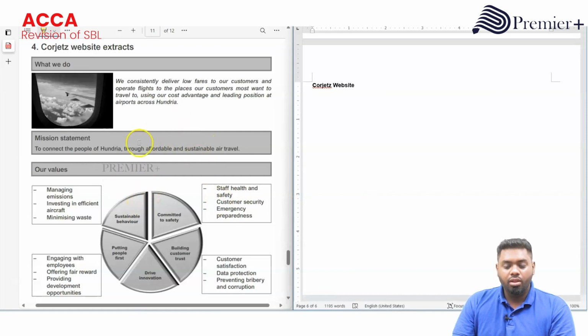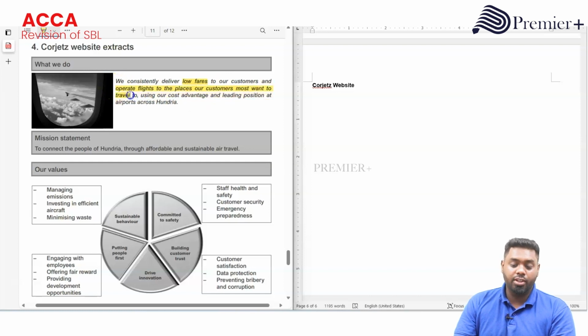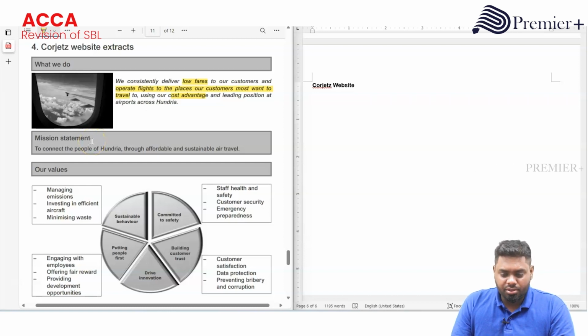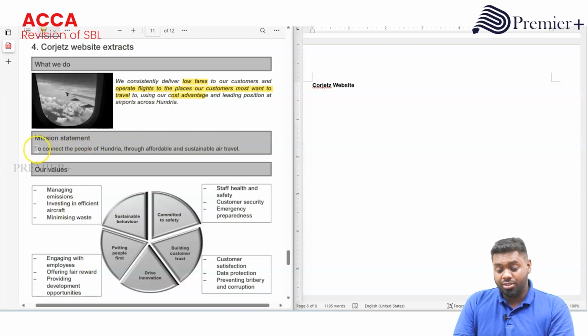What we do, we consistently deliver low fares to our customers and operate flights to the places our customers most want to travel to, using our cost advantage and leading position at airports across India. Very specific objective. Okay. Next is the mission statement. Now we'll be looking at the mission: to connect the people of Hondria through affordable and sustainable air travel.